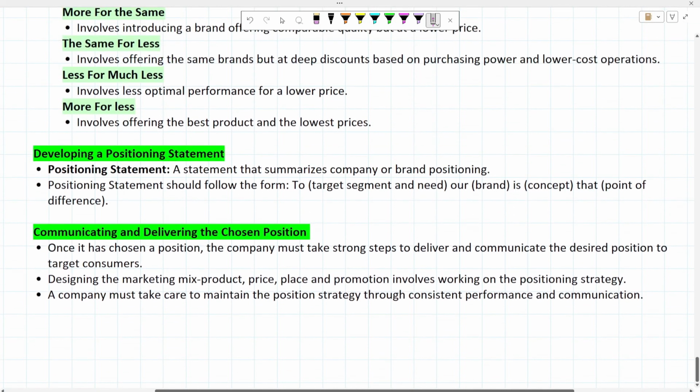So, communicating and delivering the chosen position. Once it has chosen a position, the company must take strong steps to deliver and communicate the desired position to target consumers. Designing the marketing mix, product, price, place, and promotion, involves working on the positioning strategy. A company must take care to maintain the position strategy through consistent performance and communication.